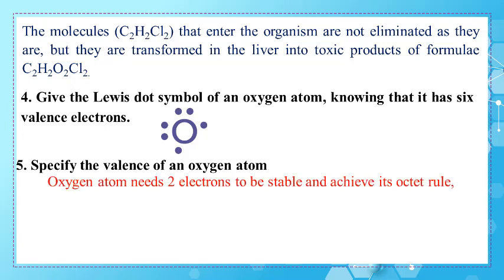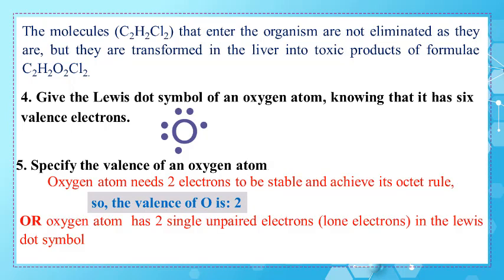Part 5. Specify the valence of an oxygen atom. The oxygen atom needs 2 electrons to be stable and achieve its octet, so the valence of oxygen is 2. Or, the oxygen atom has 2 single unpaired electrons in the Lewis dot symbol, so the valence of oxygen is 2.